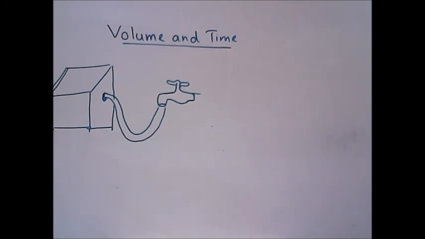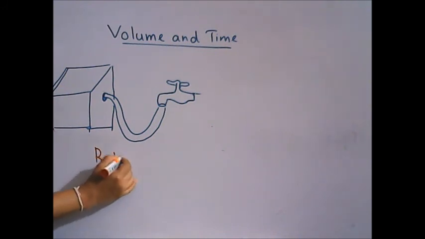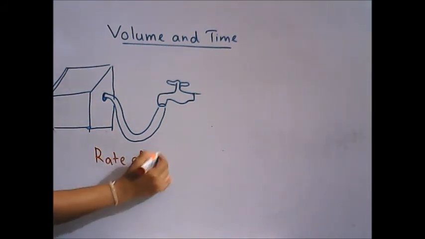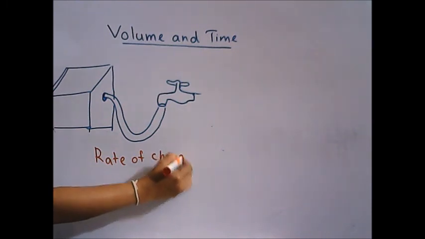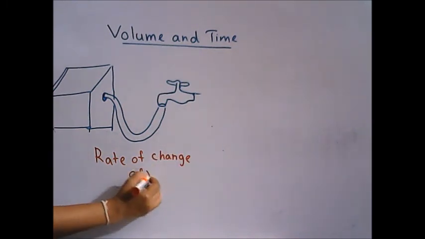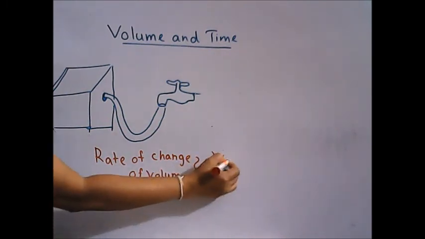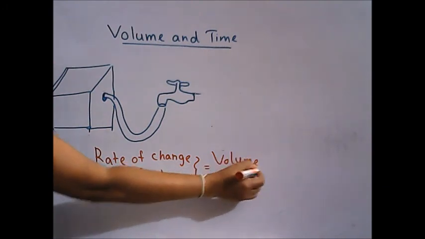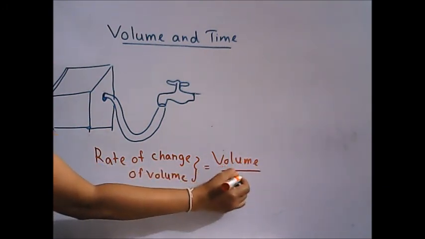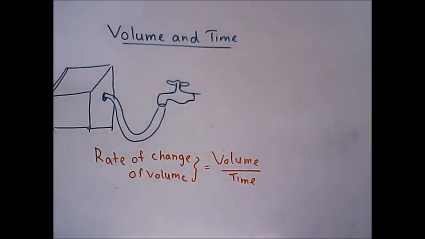To find the rate of volume, we need the volume and the time. Then rate of change of volume equals volume divided by time.